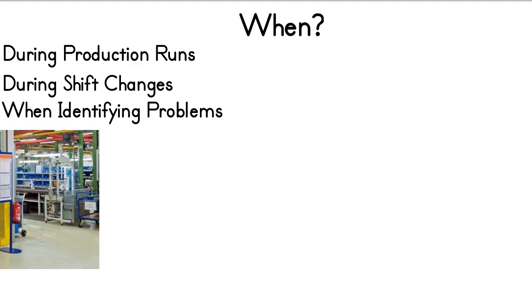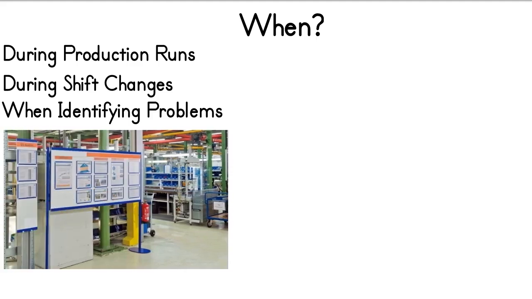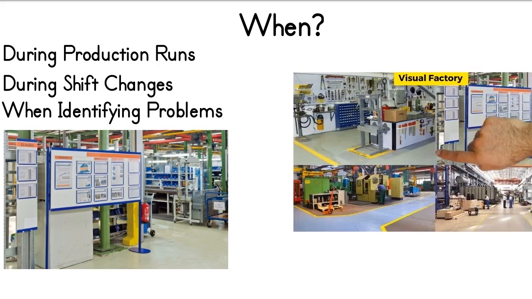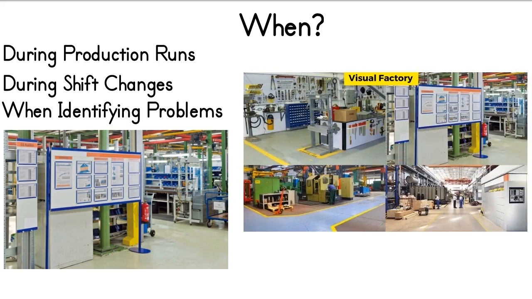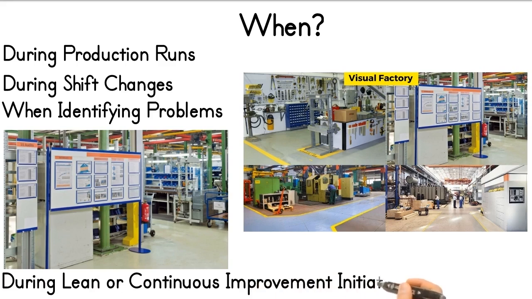When identifying problems or defects, visual signals can quickly alert workers and supervisors to quality issues, maintenance needs, or safety hazards. During lean or continuous improvement initiatives, visual factory principles are essential during lean transformations, such as Kaizen events or value stream mapping exercises, where improvements to process flow and efficiency are identified and implemented.